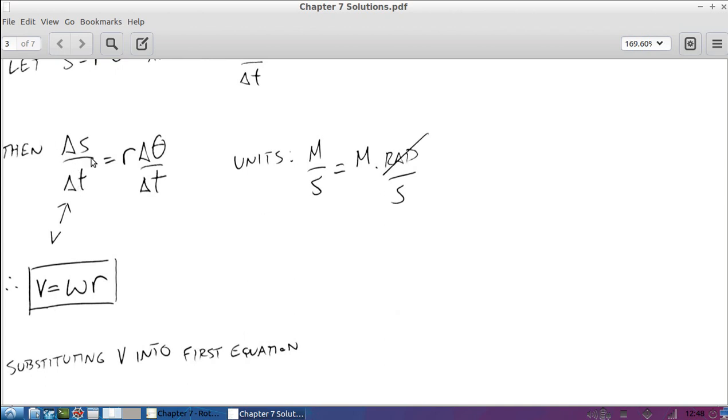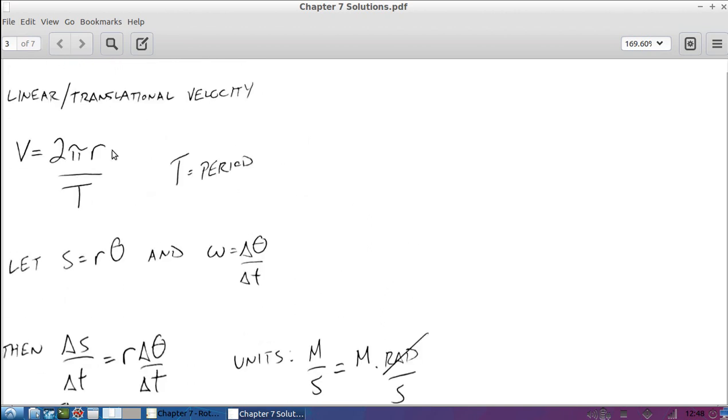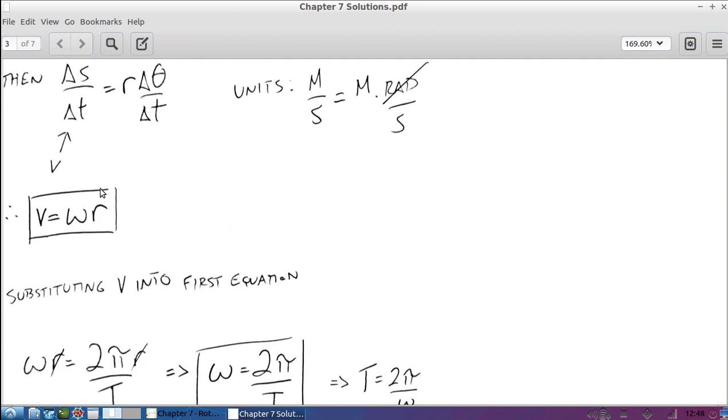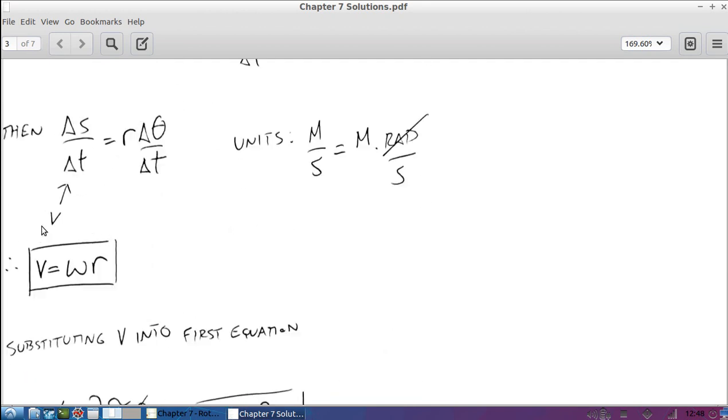So the change in the arc length is actually one full circumference, and the time it takes to get all the way around that circle is the period. So this delta S over delta T is the same as this right here. All right, so that's my tangential velocity.